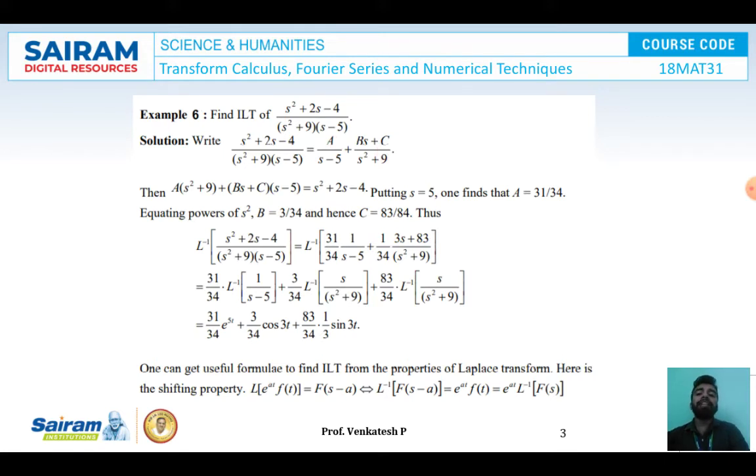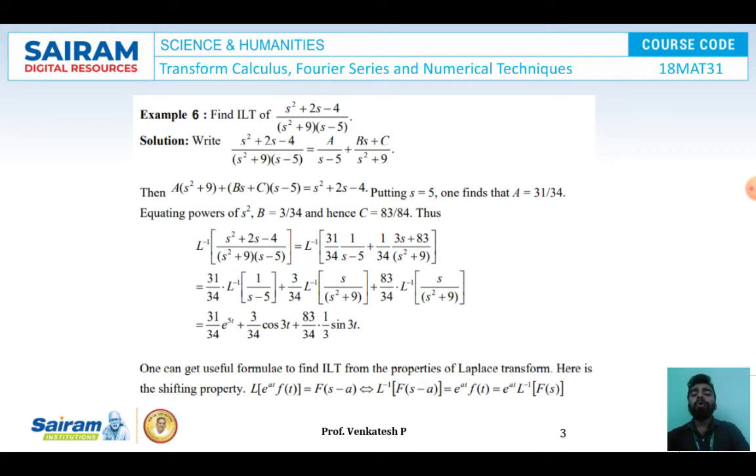After simplifying this, we got A into (s square plus 9) plus (Bs plus C) into (s minus 5) is equal to s square plus 2s minus 4. Now our job is to find the values of capital A, capital B, capital C. For that, first I am going to replace s is equal to 5. If I replace s is equal to 5, this complete term vanishes and we can find the value of A. After replacing s is equal to 5, we get A into (25 plus 9) is equal to 25 plus 10 minus 4. After simplifying this, we got A is equal to 31 by 34.